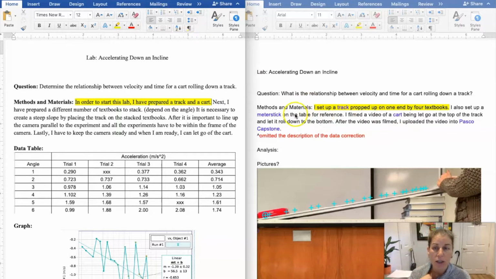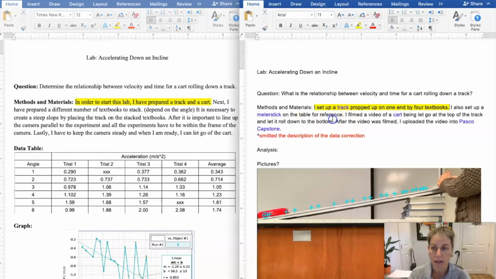I set up a meter stick on the table for reference, a very important piece of information. The meter stick is not mentioned at all here. And I filmed a video of the cart being let go at the top of the track and let it roll down to the bottom. So it said what is actually happening here.